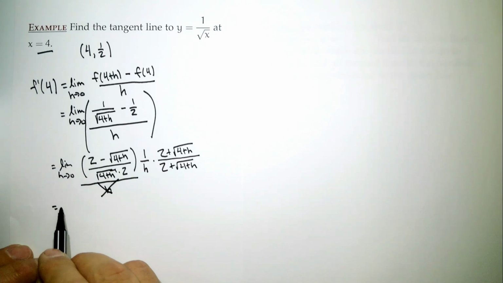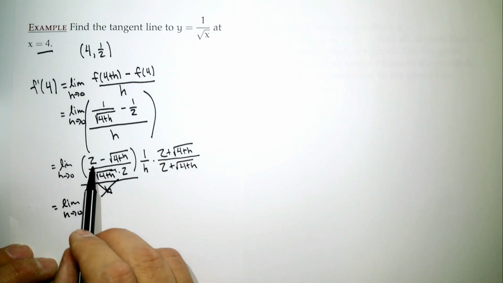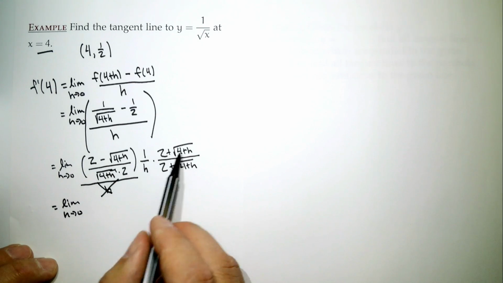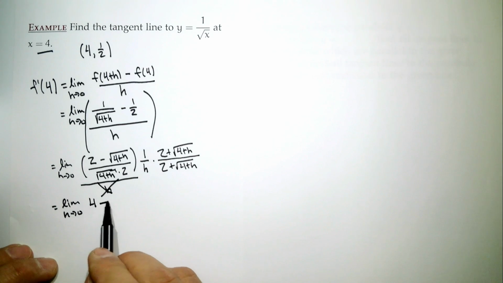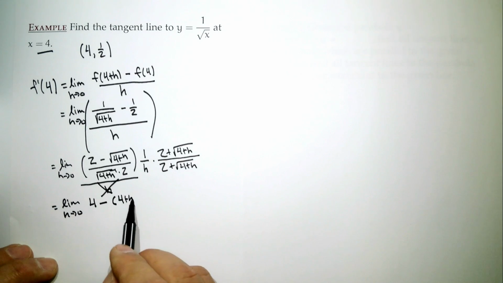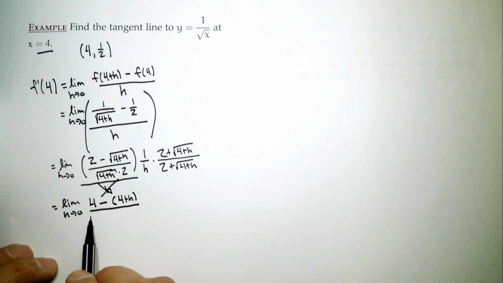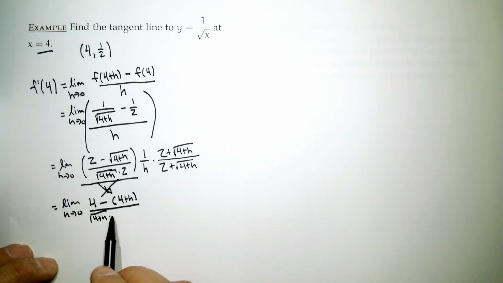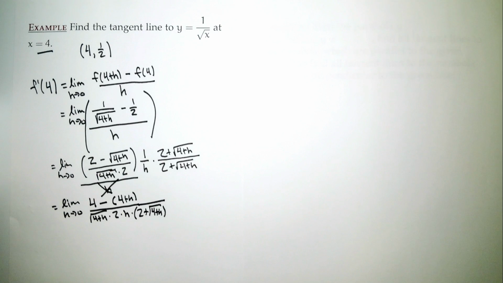So, applying that, we're going to get the limit as h goes to 0. Upstairs, we get 2 minus square root of 4 plus h and 2 plus square root of 4 plus h, which is going to become 2 squared, which is 4, minus, parenthesis, 4 plus h. Downstairs, well, we have a whole bunch of stuff. We have a square root of 4 plus h, a 2, an h, and a 2 plus square root of 4 plus h. All right, upstairs, we have something nice. What happens?